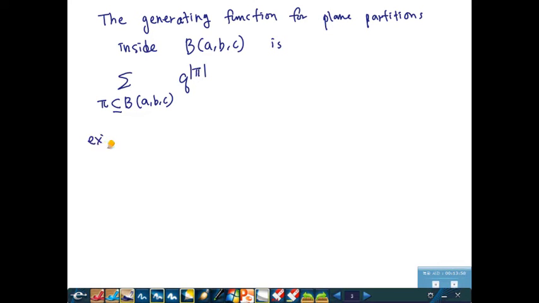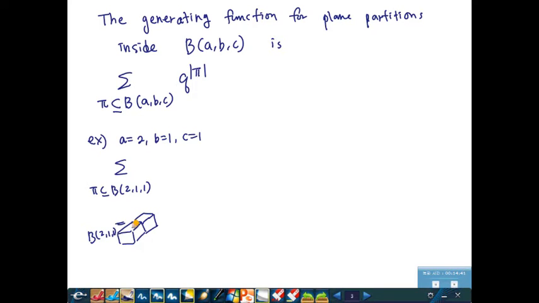Maybe an example: A equals 2, B equals 1, C equals 1. Just a very simple example. Let's look at this. So what is B(2, 1, 1)? It is this, right? So how many plane partitions are there that are contained in this box? How many? 2? 2 or 3?